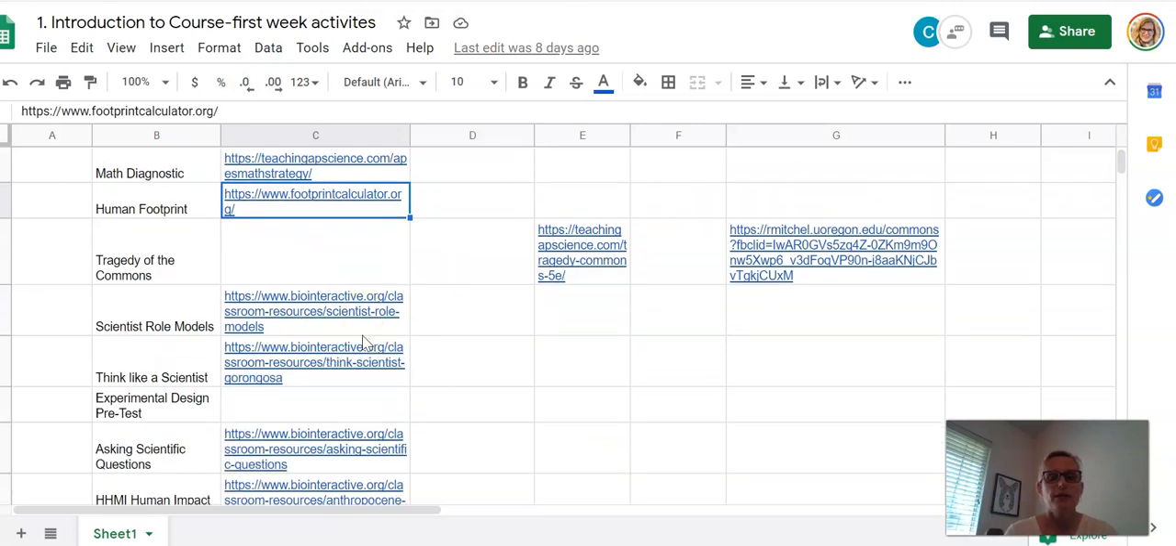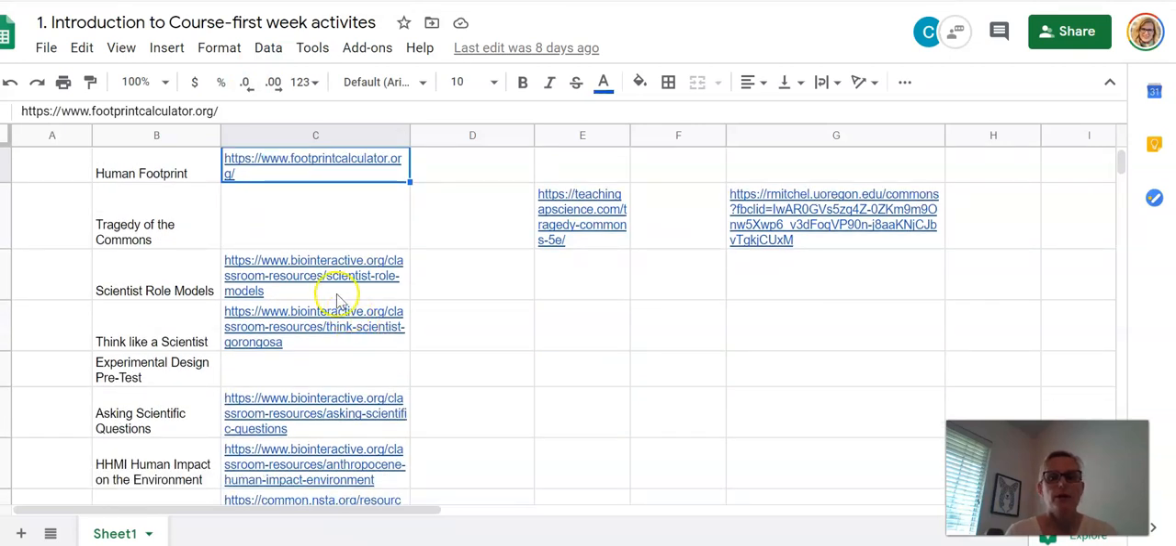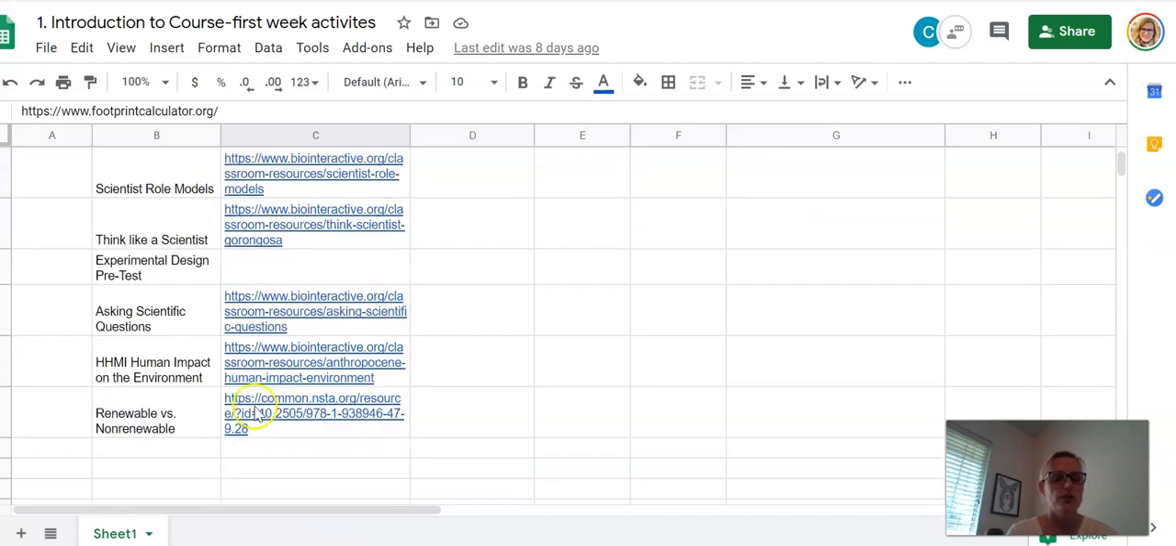There's some other things in here too. There is some HHMI. HHMI is Howard Hughes Medical Institute, and they have a bunch of educational resources under their BioInteractive program. They have one called Scientist Role Models, Think Like a Scientist, Asking Scientific Questions, Human Impact on the Environment. These are things that can be done with remote learning or regular learning.